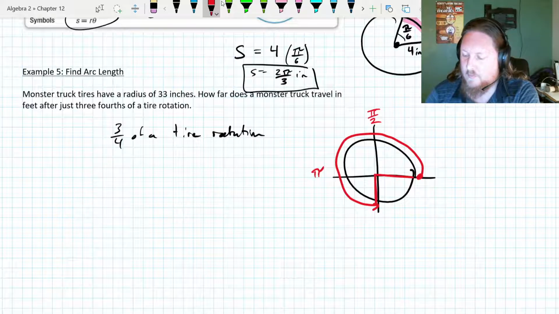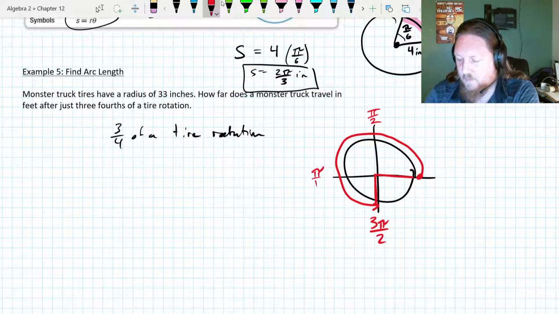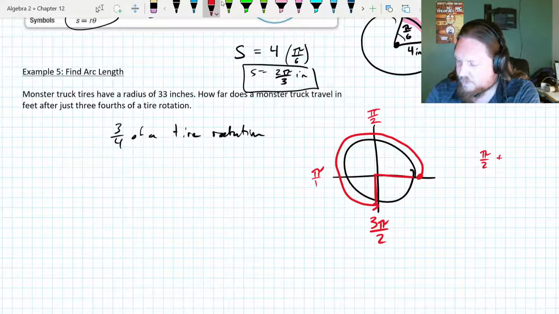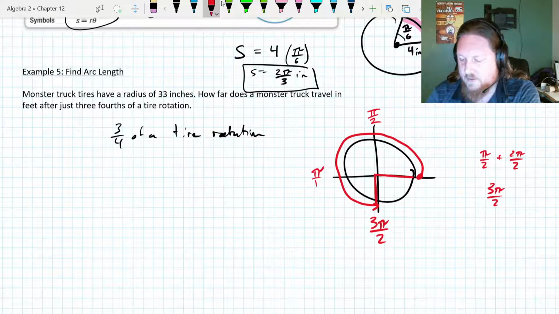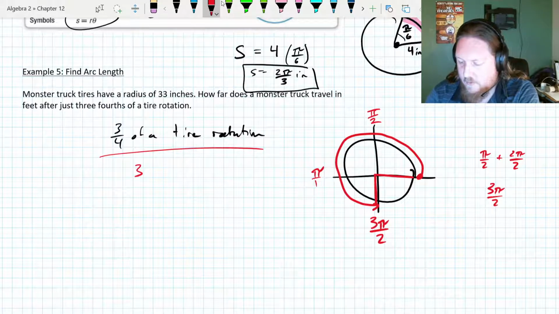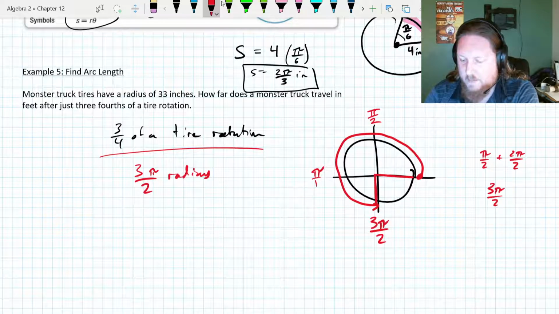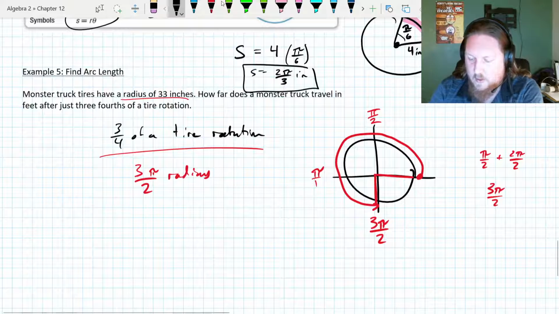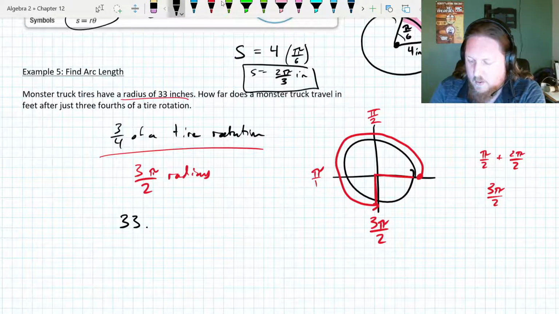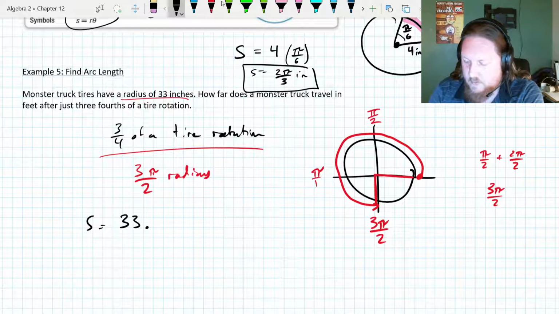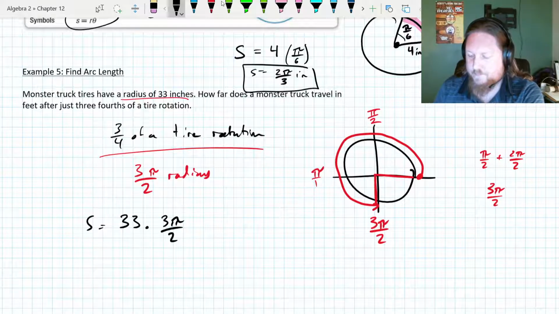So what's pi over 2 plus pi? Well, that would just be 3 pi over 2. Think of it as pi over 2 plus 2 pi over 2. I just found a common denominator, a total of 3 pi's over 2. So that's 3/4 of a tire rotation. That's 3 pi over 2 radians. All right. Now we just multiply that by the radius, which happens to be 33 inches. So 33 inches times 3 pi over 2.